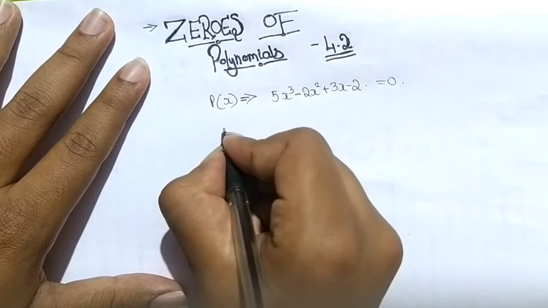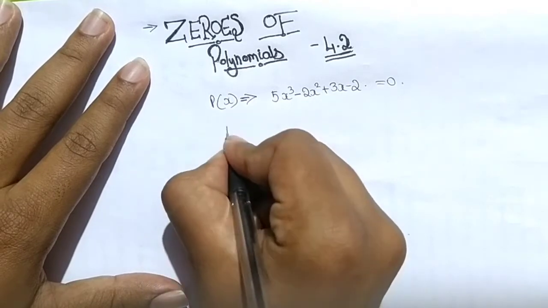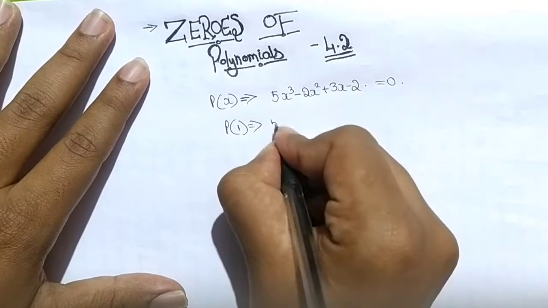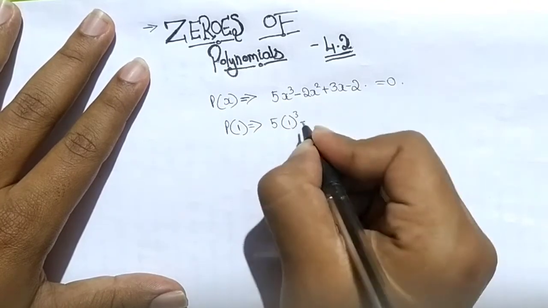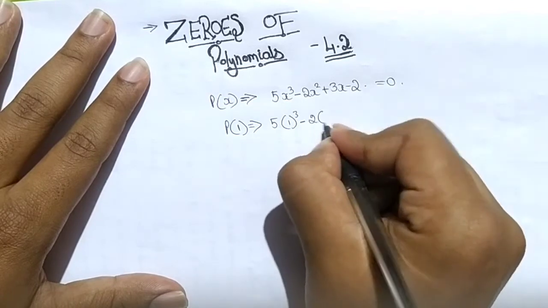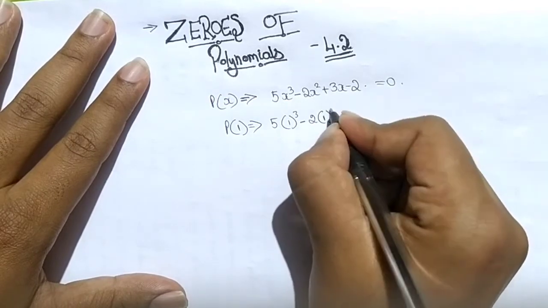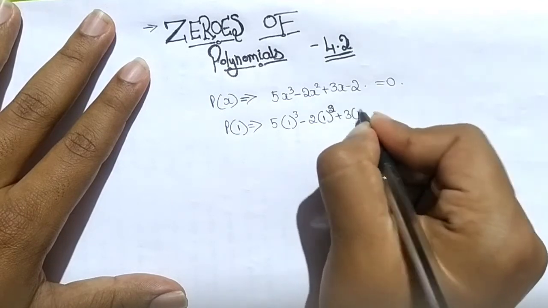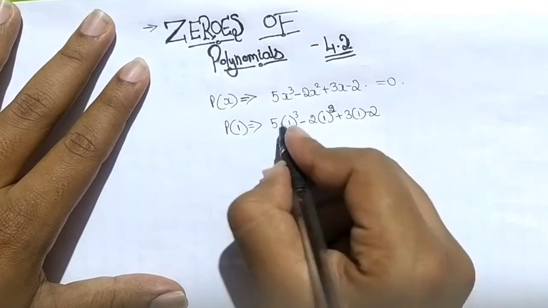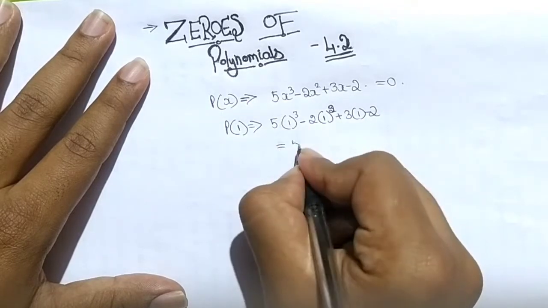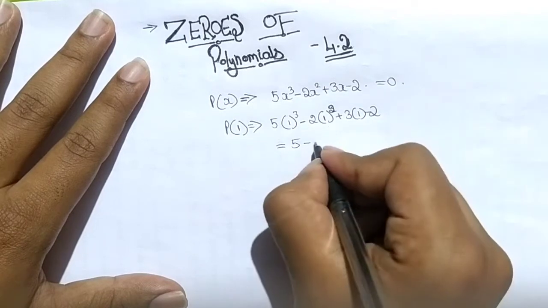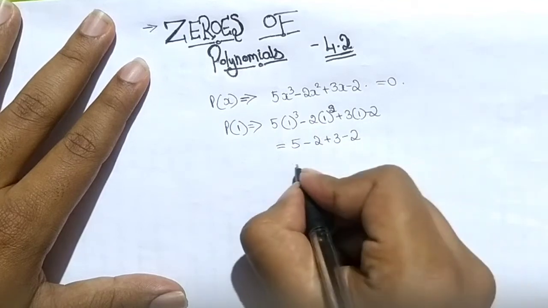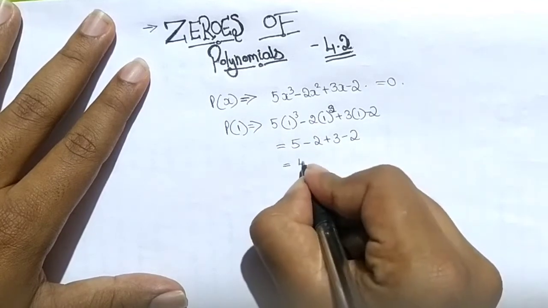Now let us simply check by substituting the x value with 1. Let us substitute x with 1: 5 into 1 cube, writing 1 wherever there is an x, minus 2 into 1 square, plus 3 into 1, minus 2. Now 1 cube is 1, 5 ones are 5, minus 1 square is 1, 2 ones are 2, plus 3 ones are 3, minus 2.